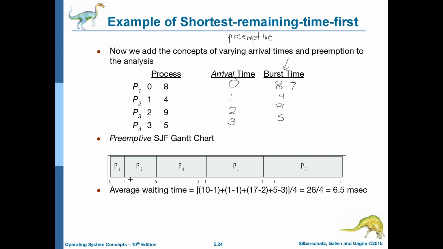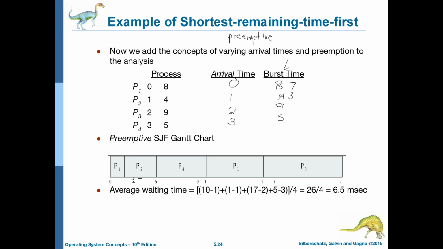Now at time 2, let's go ahead and put time 2 here. Time 2, process 3 comes in. Now process 1 has run one cycle, so it's got 3 left, and process 3 has 9. Which one's the shortest? Well, process 2 is, so process 2 continues to run.